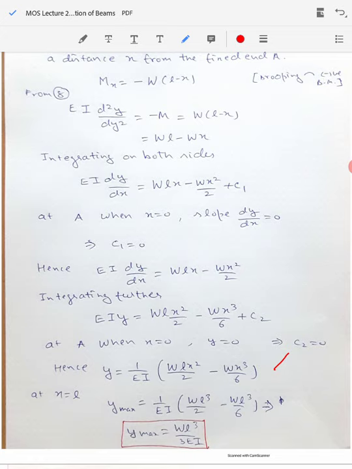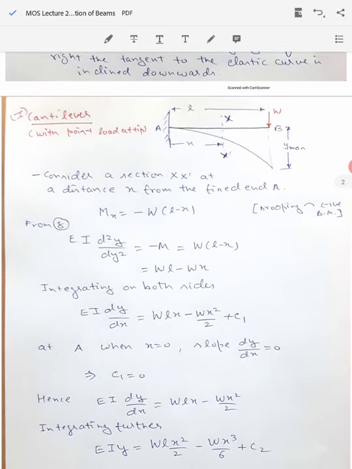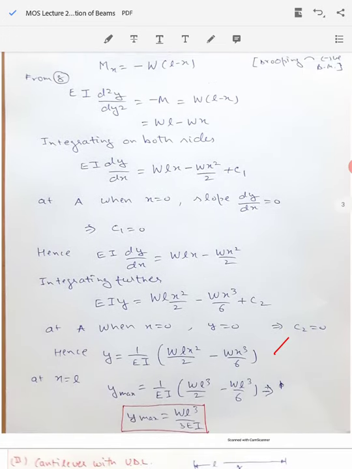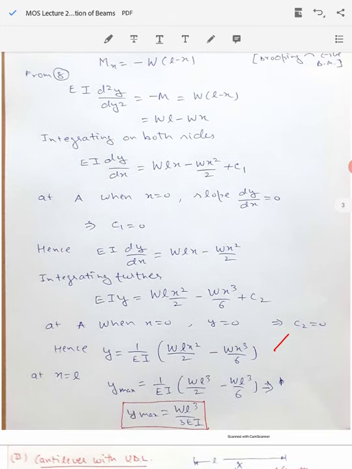As we know that the maximum deflection of the beam occurs at the free end, which is at x equal to L, y max will be obtained by substituting x equal to L in this equation. This is going to give us the value of y max as WL cube over 3EI. So this is the maximum value of deflection that we'll obtain, where W is the point load applied, L is the length of the beam, and E and I we are familiar with, that is the flexural rigidity of the beam.